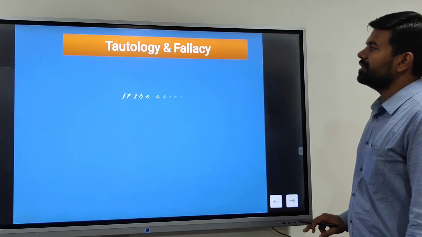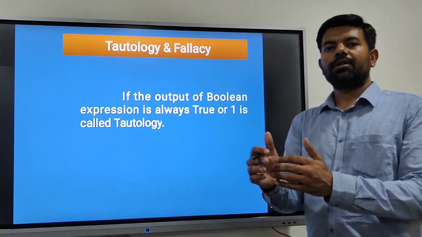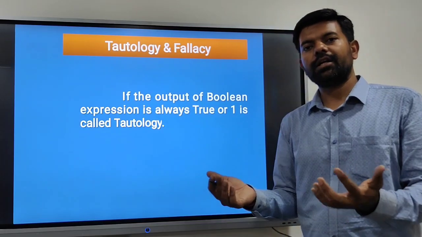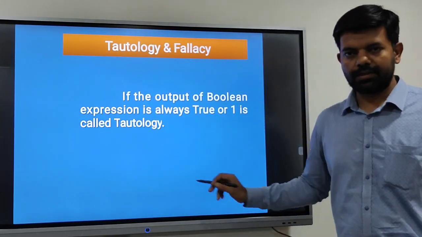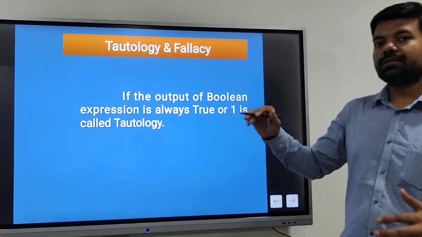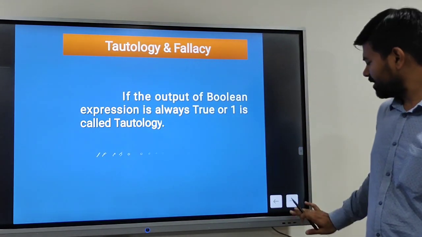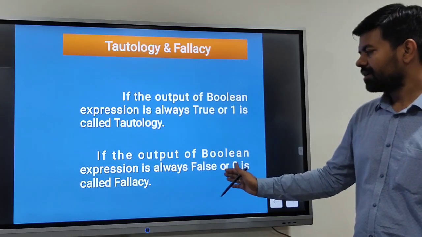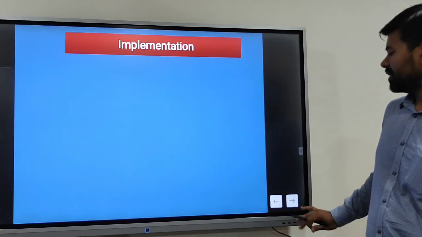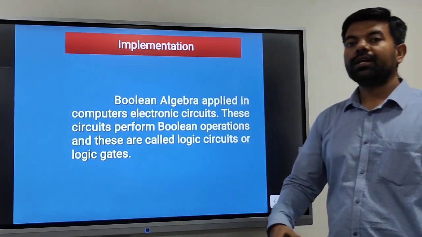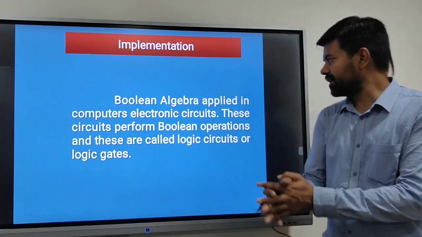Now the tautology and the fallacy. If the outcome always comes 1, then it is called a tautology, and a fallacy means the outcome always becomes 0. Okay. Next, implementation. Boolean algebra is applied in computer electronic circuits.